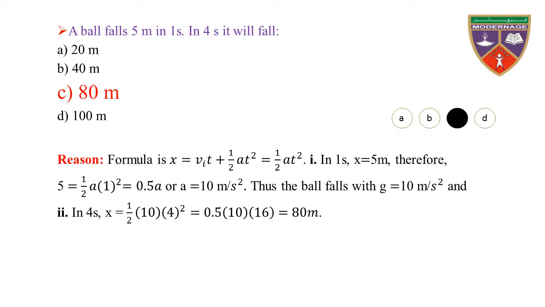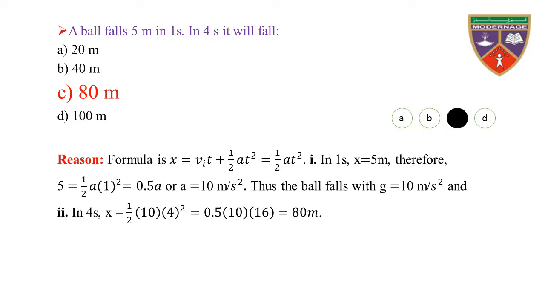Reason: formula is x is equal to v i t plus half a t square. v i is 0, therefore x is equal to 1 by 2 a t square. Number 1, in first second, x is equal to 5 meter. Therefore, 5 is equal to 1 by 2 a into 1 whole square, which is equal to 0.5 a, or a is equal to 10 meter per square second.